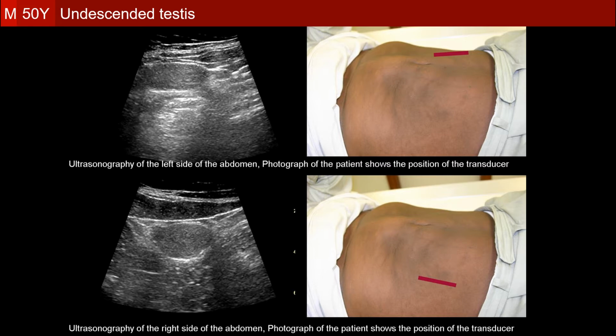We see here a photograph of the patient's abdomen, and the position of the transducer is marked in red for each of the two images. This could be just a case of bilateral undescended testis without an underlying disease. But a certain observation here will tell us that we are dealing with an underlying syndrome.